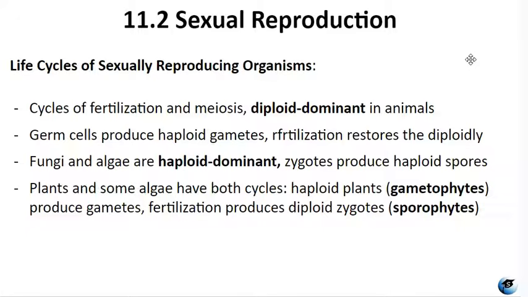Plants and some algae exhibit an alternation of generations with both haploid and diploid stages. Haploid multicellular plants called gametophytes produce gametes, and then fertilization results in a diploid zygote. The zygote undergoes mitosis to form a diploid multicellular plant called a sporophyte, and then the sporophyte eventually produces haploid spores through meiosis. While the specifics of sexual reproduction vary among different species, the widespread adoption of sexual reproduction provides strong evidence for the benefits of producing offspring this way.